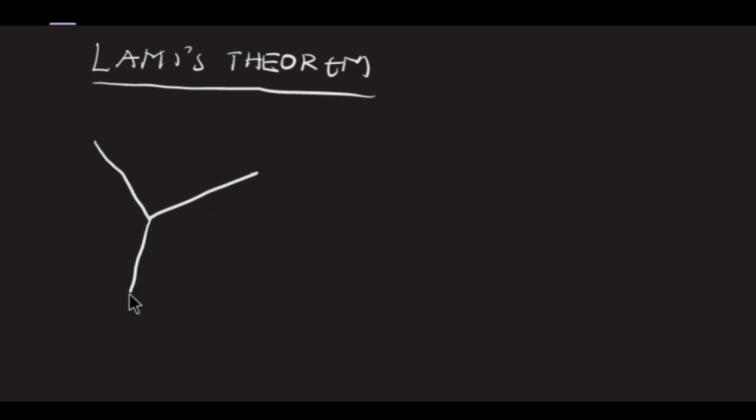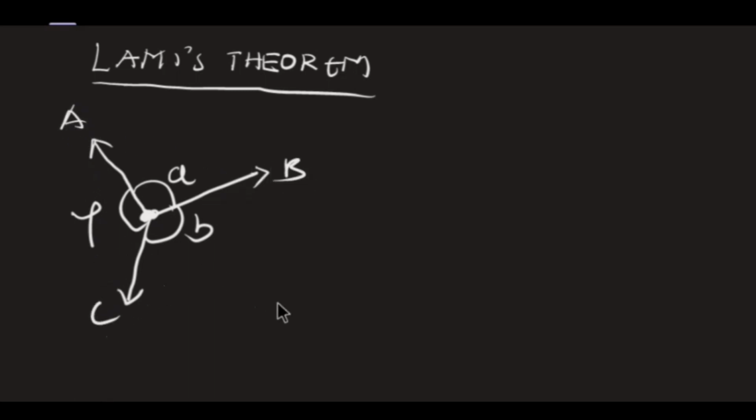Assuming you have forces acting at a point this way, and the forces moving outward this way, there will be an angle between these two as alpha, beta, then gamma. You have A, B, then C.